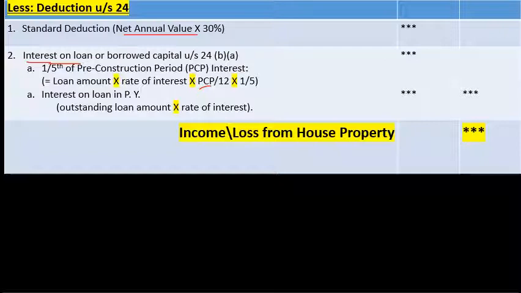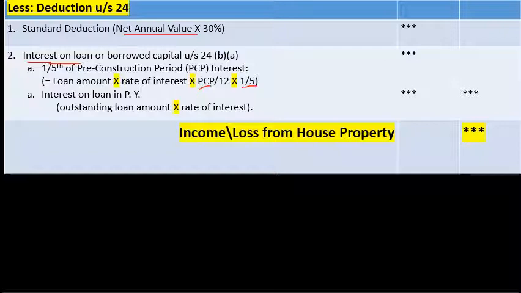It is the interest on loan paid before construction. Pre-construction period interest means the interest on loan paid before completion of the construction. That is called the pre-construction period. Now the question is how to find out the PCP, which I will explain in the coming classes while solving problems related to house property. Only one concept you have to remember: it is the interest paid before completion of the construction of house property, and it has to be deducted in 5 equal annual installments. That's why it is multiplied by 1/5.